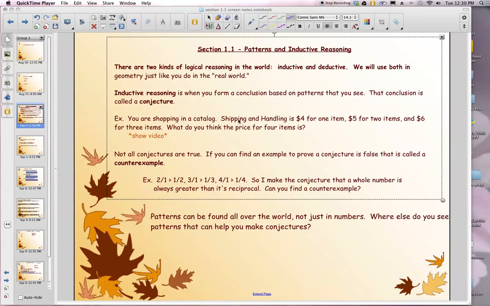An example here, you're shopping in a catalog. Shipping and handling for one item is $4, two items $5, three items $6. So you make a conjecture that the price for 4 items would be $7.